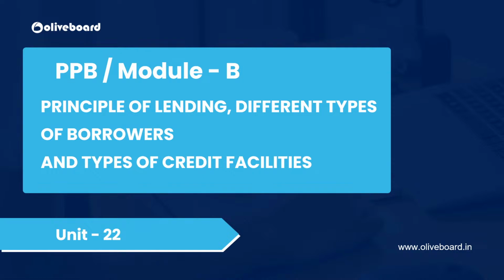So today we are going to start module B. Module A is finished, right? PPP module B: principle of lending, different types of borrower and type of credit facilities. This is unit 22, right? So let's start discussing this topic.